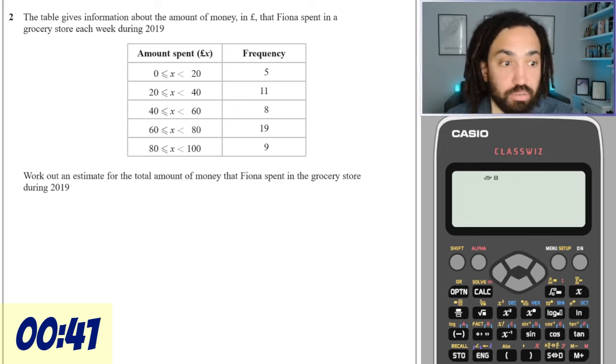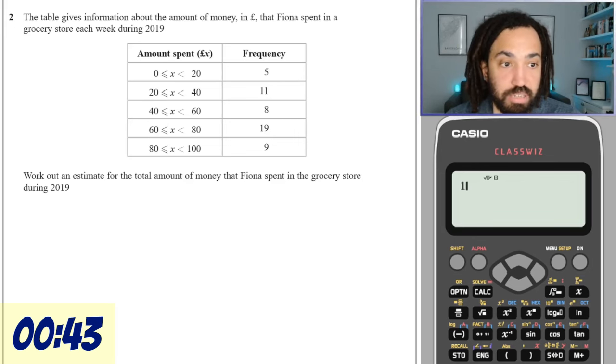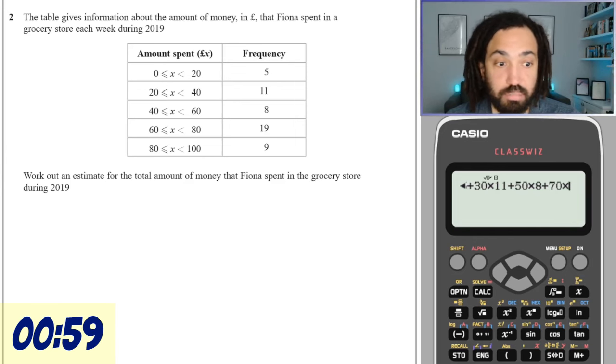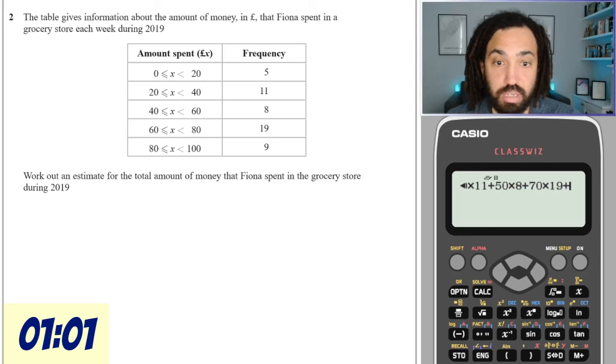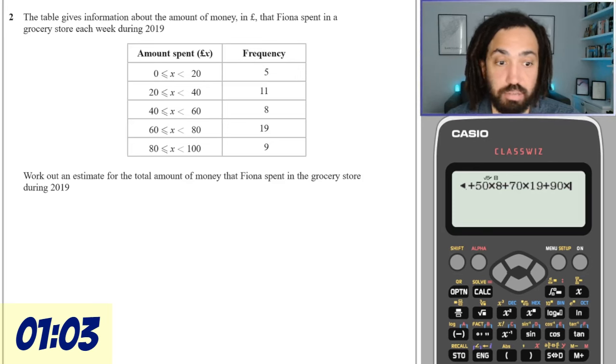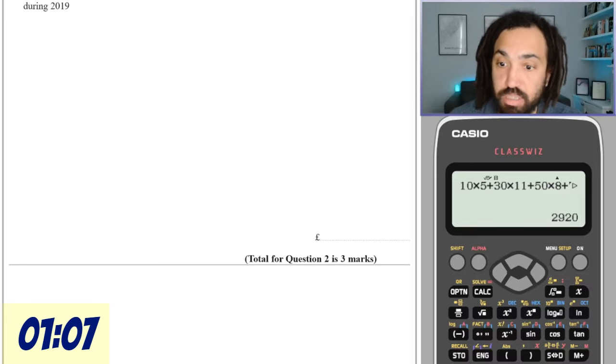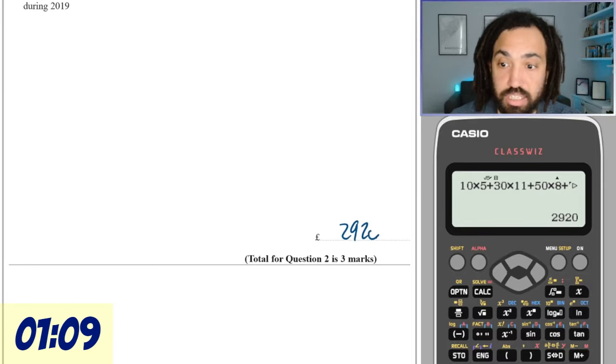Okay, we've got a table, and it says estimate the total amount of money she spent. So we don't need to find the mean. We just need to do midpoint multiplied by frequency plus midpoint multiplied by frequency plus midpoint multiplied by frequency plus, again, midpoint multiplied by frequency plus midpoint multiplied by frequency. Okay, so that's going to be my final answer with 2,920. Bosh.